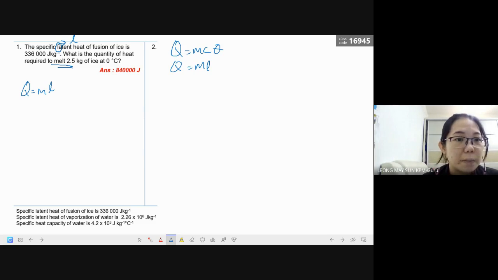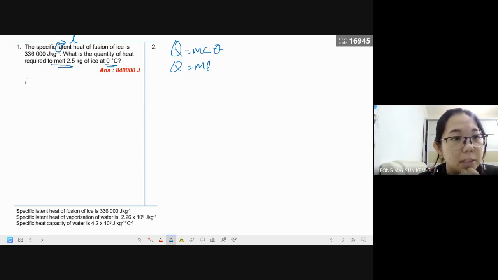So the specific latent heat of fusion of ice is 336,000 joule per kg. What is the quantity of heat required to melt 2.5 kg of ice at 0 degrees Celsius? So what does this mean? Normally, I would do one thing in this question. Number one, learn how to write out all the information carefully. Number two, in an exam, when you write your answer, please don't write your handwriting too big, or else it will look seriously messy, hinting to Form 5.